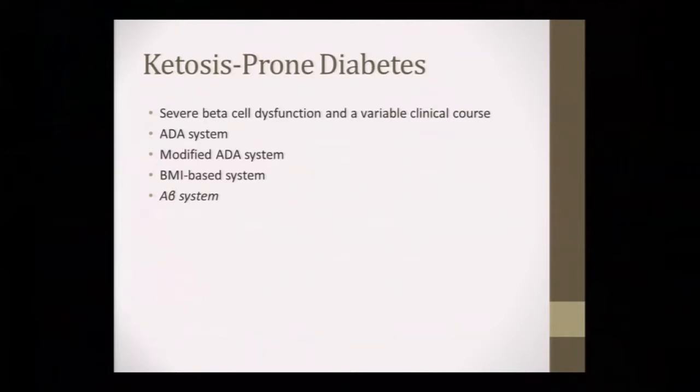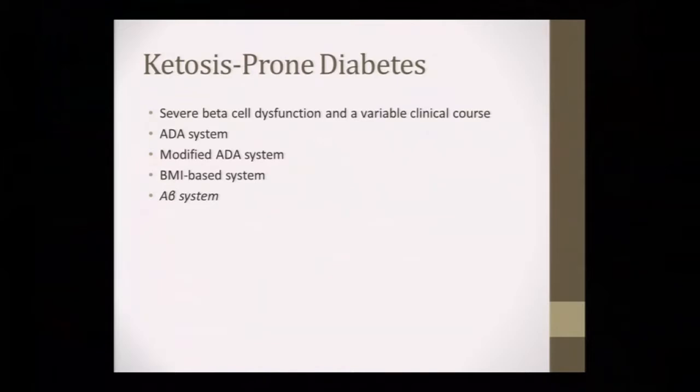So ketosis-prone diabetes, you have severe beta cell dysfunction, not destruction, in a variable clinical course. So this is saying that you have dysfunction of your beta cells, so you're not having the insulin, which makes you require insulin, but the clinical course can be variable. Some of these patients may require insulin, and then later on, they're not lifelong requiring insulin.